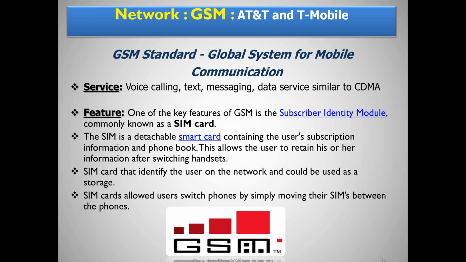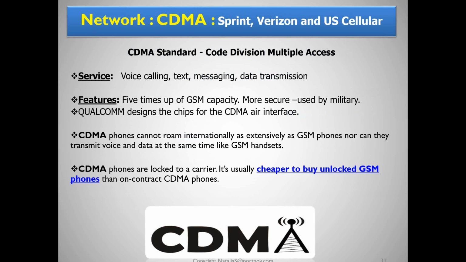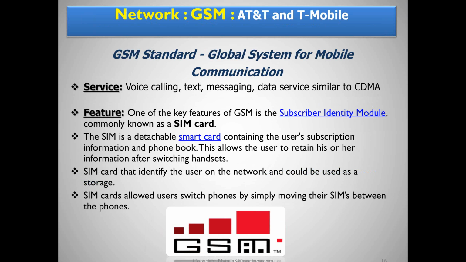So what we have here, guys, there are a couple of things that you absolutely have to know and determine. There is a network, okay? We have GSM, and we have CDMA. So these are two basic technologies in mobile phones. CDMA is code division multiple access, and GSM is global system for mobile communication.